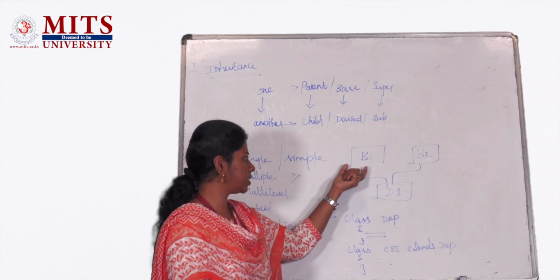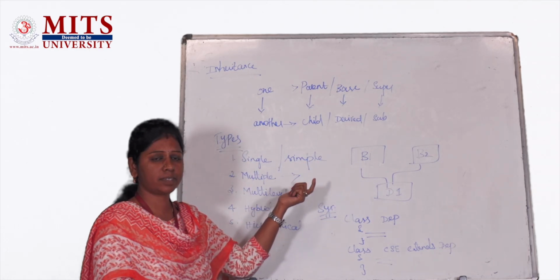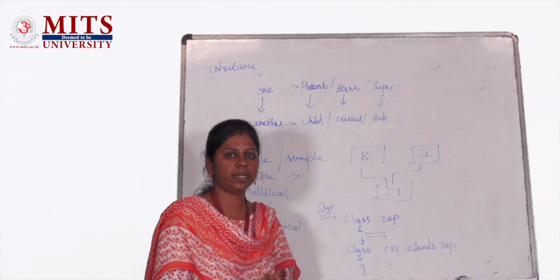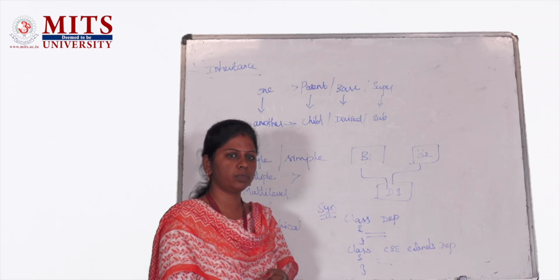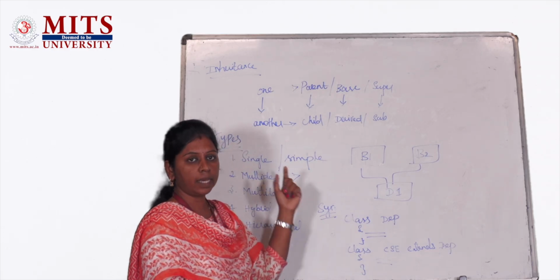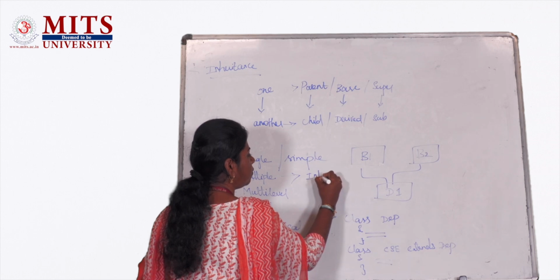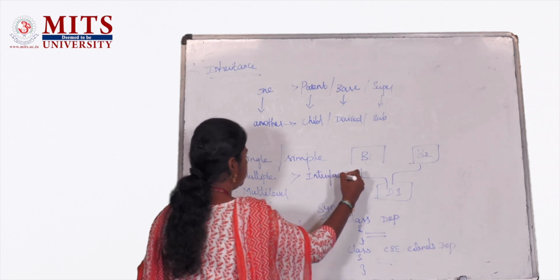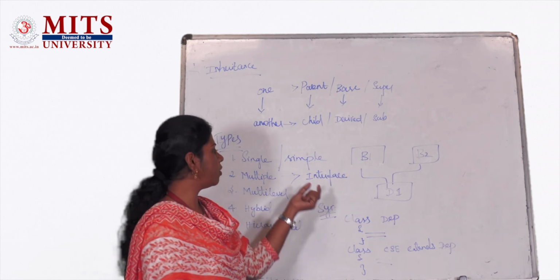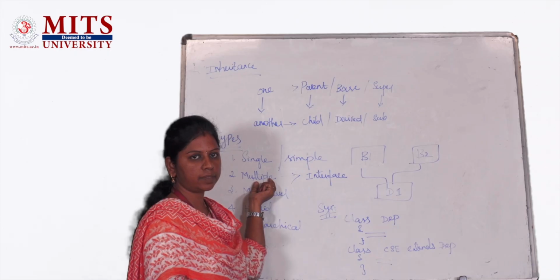The important concept of multiple inheritance is that here we are using more than one base class, so Java does not support multiple inheritance. Then how do we use multiple inheritance? By using the interface concept, we have to use multiple inheritance in Java.